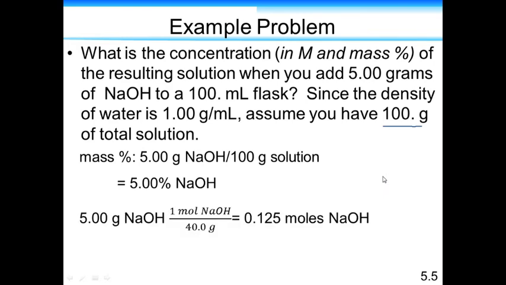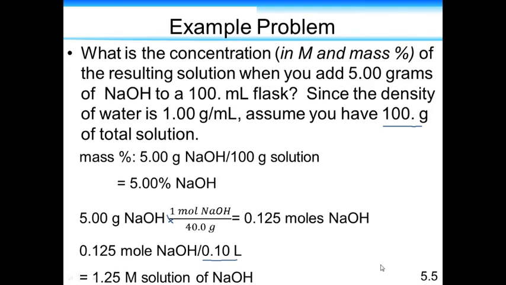Now, to get molarity, we need the number of moles of sodium hydroxide. So we need to multiply by the molar mass to get moles of sodium hydroxide. Then divide that by the number of liters, in this case 0.10 liters. And we would end up then with a 1.25 molar solution of NaOH, the number of moles per liter. When we divide through by whatever liters were given, the ending result will be per liter.